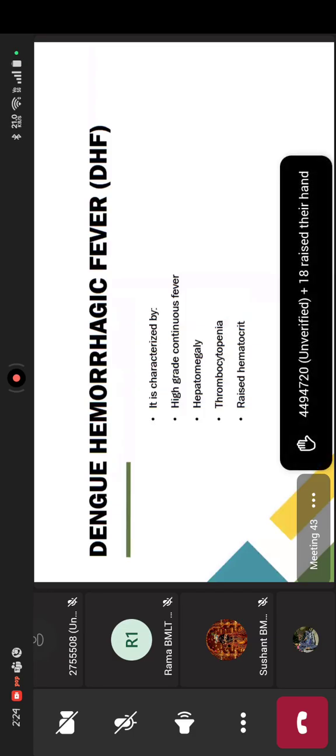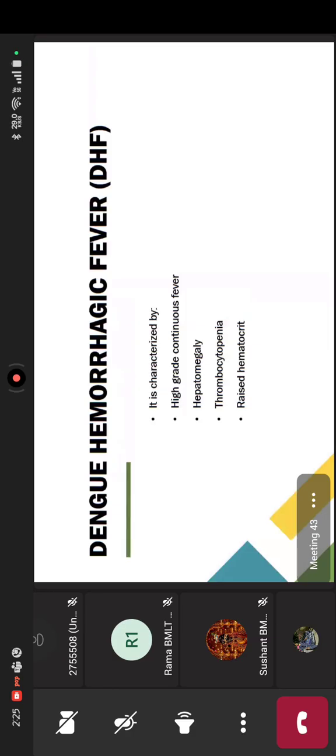Then hepatomegaly, the liver of the patient also starts getting affected, right students? Dengue fever can also affect the organs, right? It can also cause internal bleeding if it is not treated on time, right? So treatment on time in case of dengue is very important, as it will be very dangerous for the patient, right? So hepatomegaly, it can also start affecting the liver of the patient.